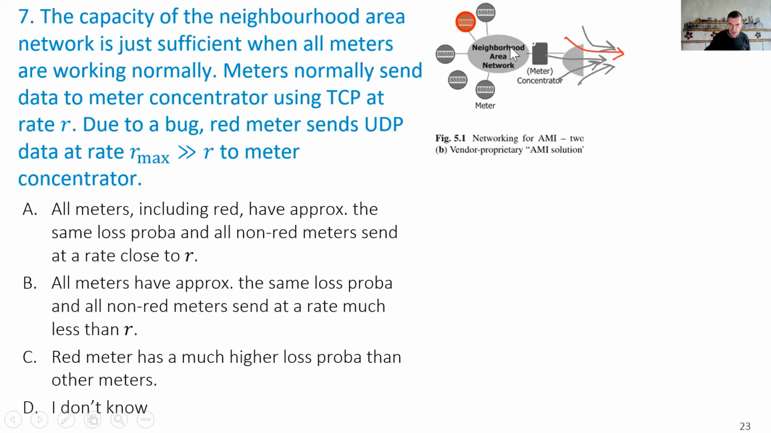So the capacity has been engineered and is just okay, perhaps with a small safety margin, when all meters are working normally. So meters normally send data at a rate R. But now there's a bug. There's this red meter here that has a bug. It becomes what is called a babbling idiot.